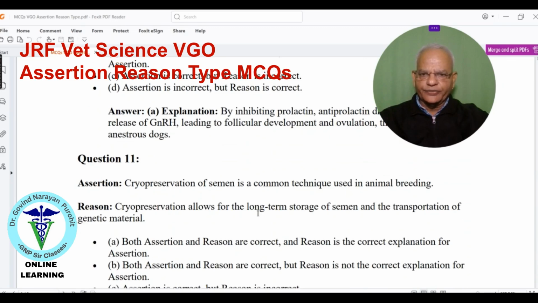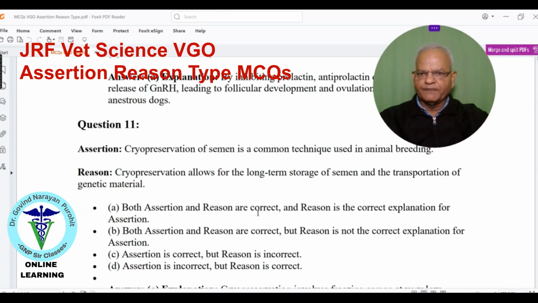Cryopreservation of semen is a common technique used in animal breeding. Cryopreservation allows for the long-term storage of semen and transportation of genetic material. So this is a simple question.